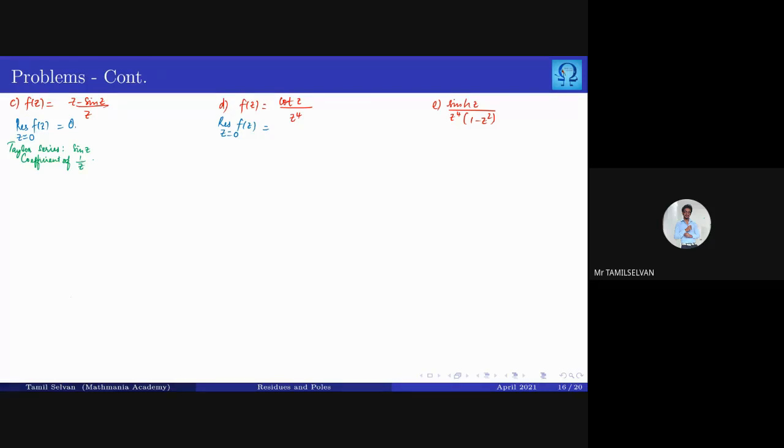Saubarnika. Sir, what is the residue value? Minus 1 by 45. Okay. So in order to get this, what did you do?